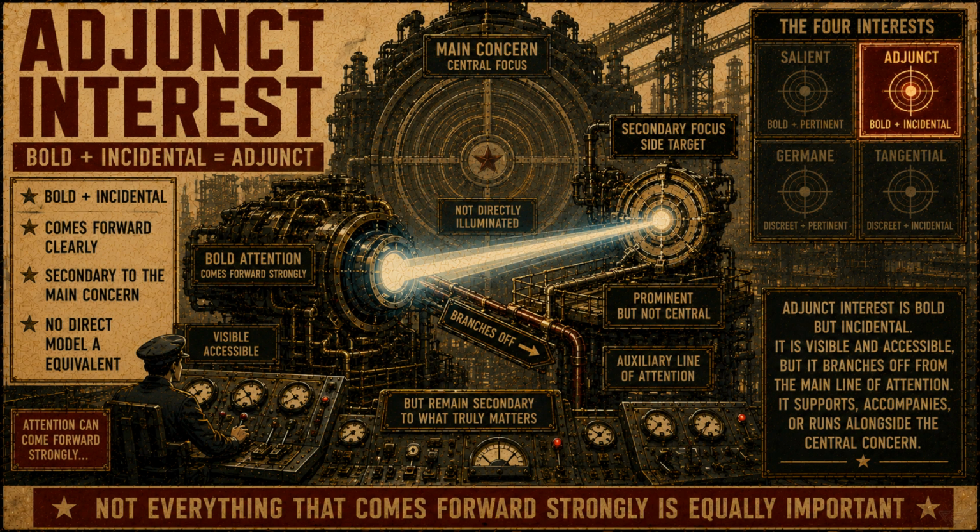This is why adjunct interest is easy to misunderstand if we only use the Model A language of bold and cautious. From the outside, an adjunct function may look quite prominent. It may show itself confidently enough, but structurally it is not where the type's deepest concern is located. It supports, accompanies, or branches off from the main line of attention. So adjunct interest gives us a useful distinction. Not everything that comes forward strongly is equally important. Some functions are bold because attention can gather around them, but they remain secondary in the type's field of concern.